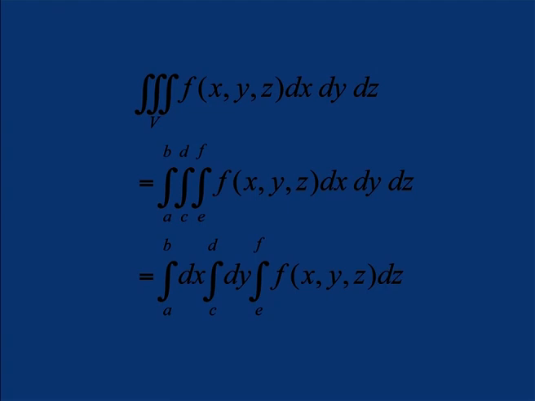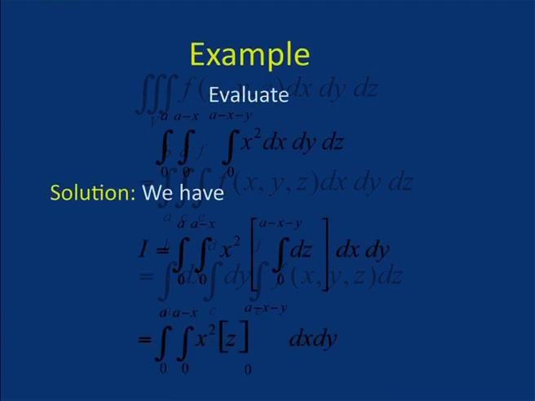We first integrate with respect to z, then with respect to y, then with respect to x to find the value of the whole integral in triple integral form. For example, here evaluate the triple integral from 0 to a, 0 to a minus x, 0 to a minus x minus y, that is the region bounded by the tetrahedron of the side a.